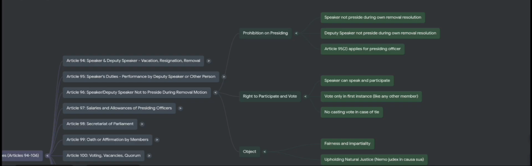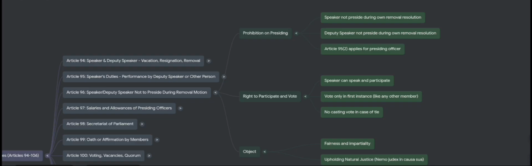Makes sense. But the speaker or deputy speaker facing removal, they can still speak and participate, can't they? To defend themselves. They aren't just removed from the room, are they? Absolutely not. That would violate natural justice, too. They retain their right to speak and participate as a regular member of the House. They can present their case, offer explanations, and try to persuade other members. And crucially, they are entitled to vote only in the first instance on such a resolution.